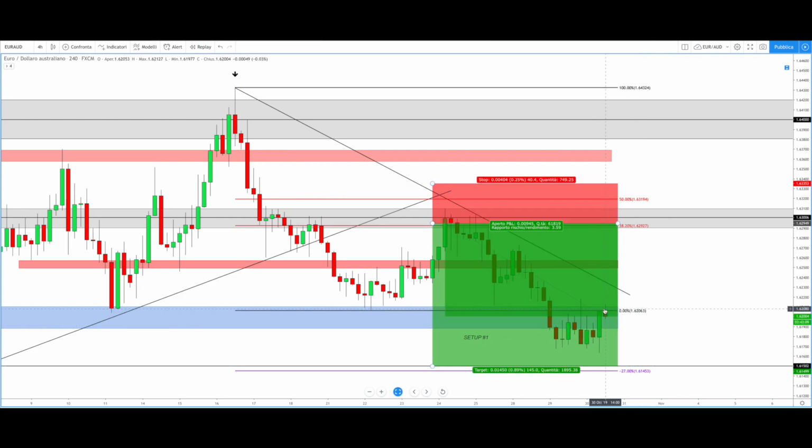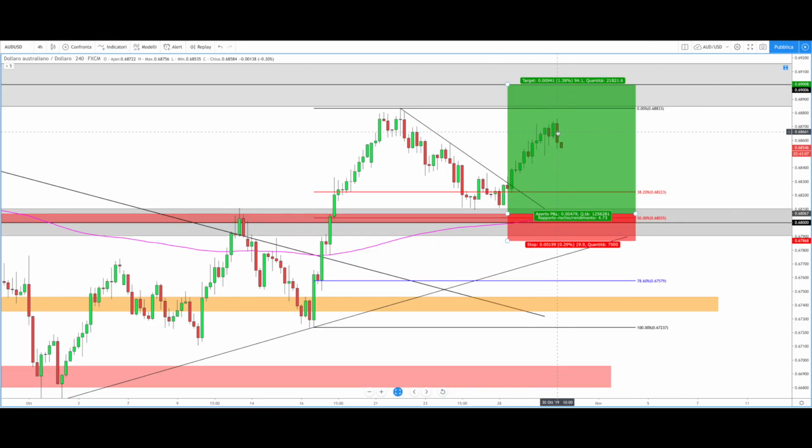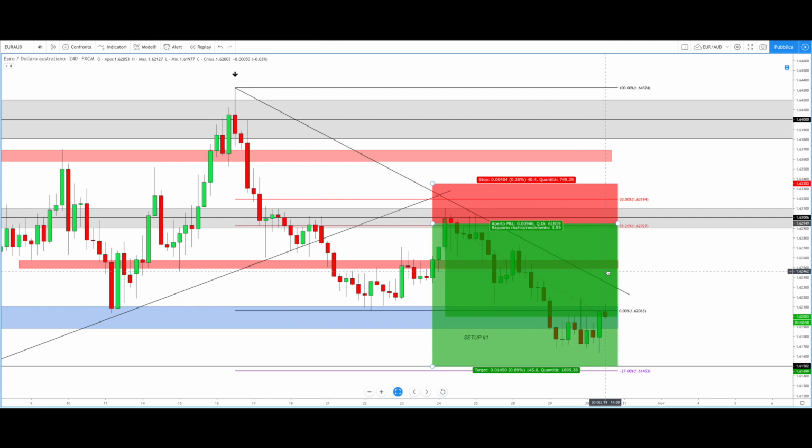Obviously, this trade is strongly related with the previous analysis on Australian dollar, US dollar, because if the price today will find the strength to go higher for a new bullish phase, this could be also a big bearish signal for Euro Australian dollar that could bring the price to touch our take profit around 1.6150.